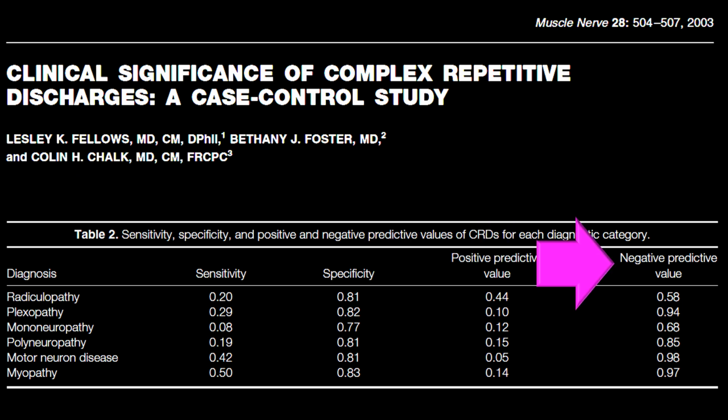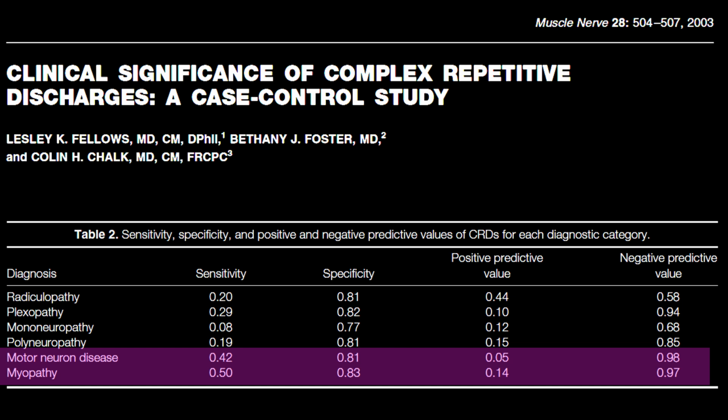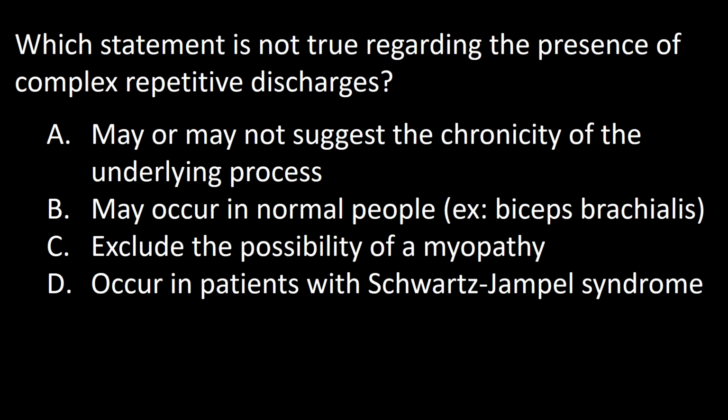Yet the negative predictive value is so high for motor neuron disease and myopathy that the absence of complex repetitive discharges in a patient suspected of having these conditions should make us consider alternative diagnoses. So the answer to this question is C.